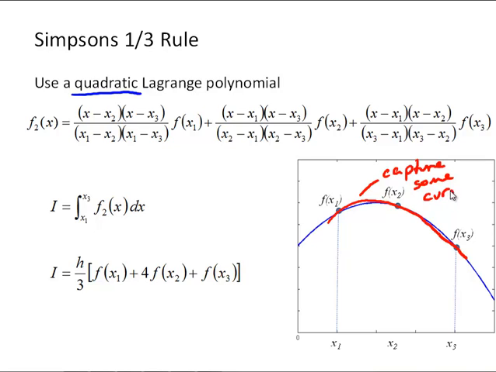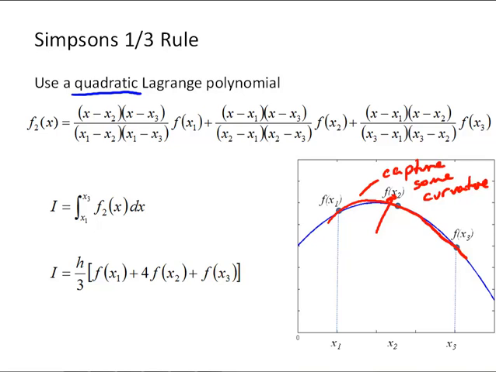So we would expect it to be more accurate. We need some intermediate point, x2, in order to do this. So we need a minimum of 3 points sampled from our function. And that integral from x1 to x3 is, I'll spare you the algebra.